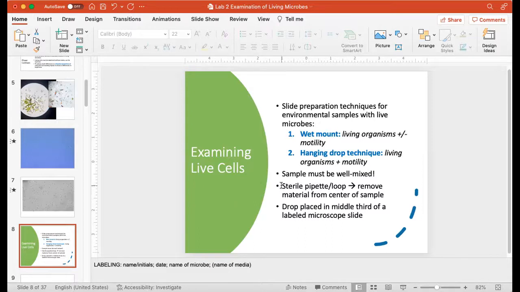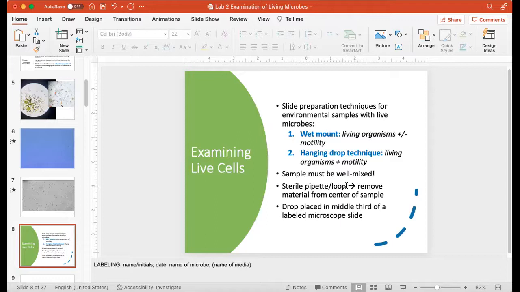We're going to use either a sterile pipette or an inoculating loop. And I have a short video for us to look at using an inoculating loop. That's going to allow us to take a little bit of that sample out and make our wet mount.